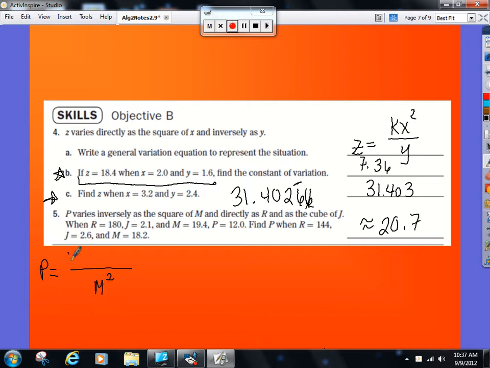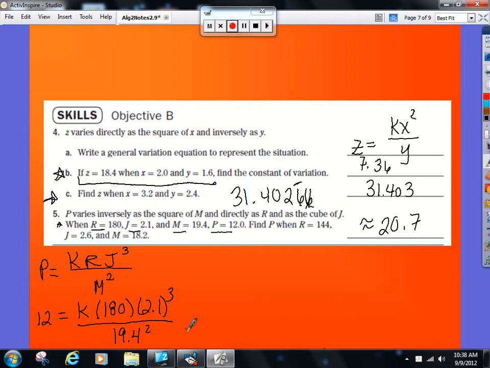Don't forget your k up here. Directly is r, and the cube of j, j cubed. This is the piece of information relating all the data right here. R is this, j is this, m is this, p is this. Looks like a doozy to plug in, but we will go ahead. 12 equals k times r is 180, j to the third is 2.1 to the third, all over 19.4 squared.